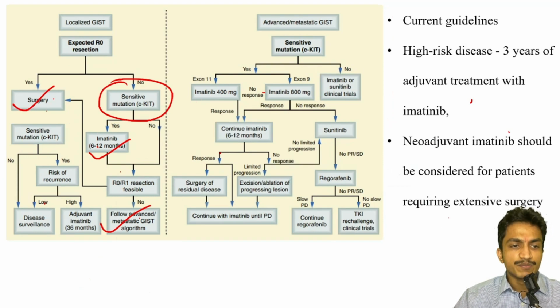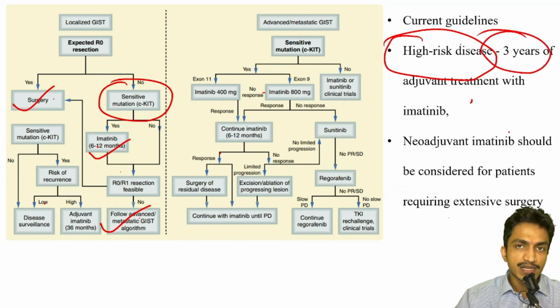Now, if the patient is post-surgery, we should assess the tumor for the c-KIT mutations. If it is associated with a high risk of recurrence, then we should give 3 years of Imatinib. And if low risk, then we should just do disease surveillance. So this is for the localized GIST.